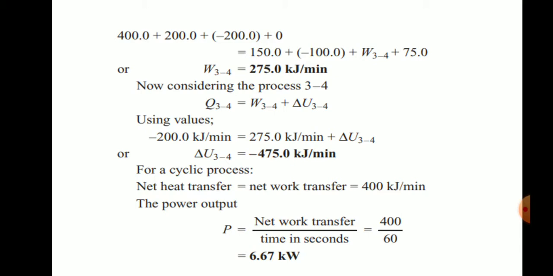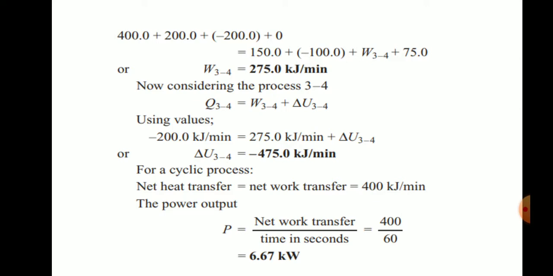Here again apply the net heat transfer, which is equal to net work transfer. Add all the heat transfer values column-wise, and also add the work transfer values column-wise. You get the same value, which is equal to 400 kilojoules. Therefore the net work is not an input, it is output. If we get a negative sign, the work is an input, but in our problem we get a positive value, which is 400 kilojoules per minute.